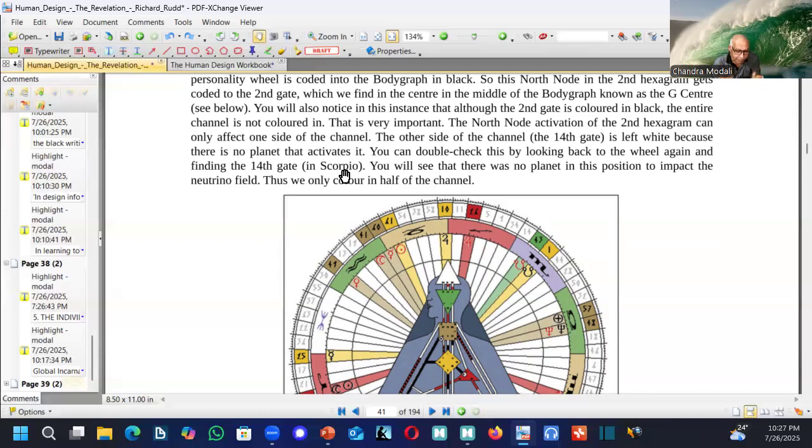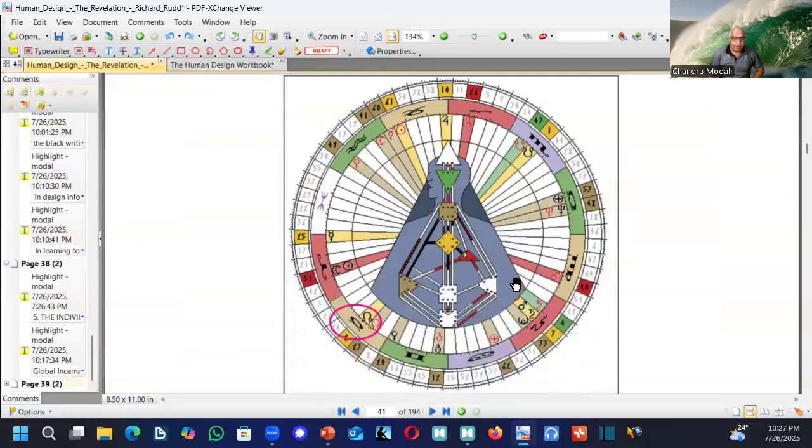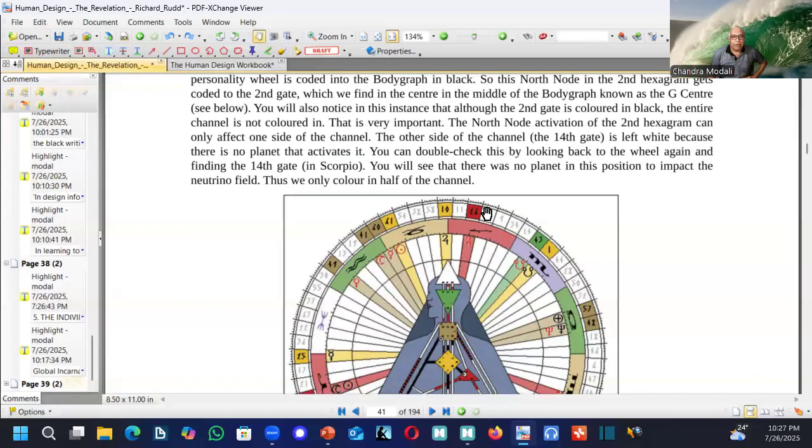Is it active by means of the design or by means of the personality? Which trait is dominant? Is this the one he's talking about? Here, this is the other side. Here you see the red, right? Yeah, black is personality, red is design. So the completeness also is very important. That's what he's saying.